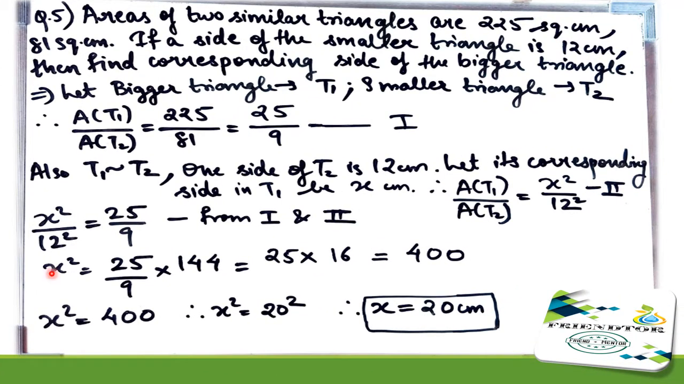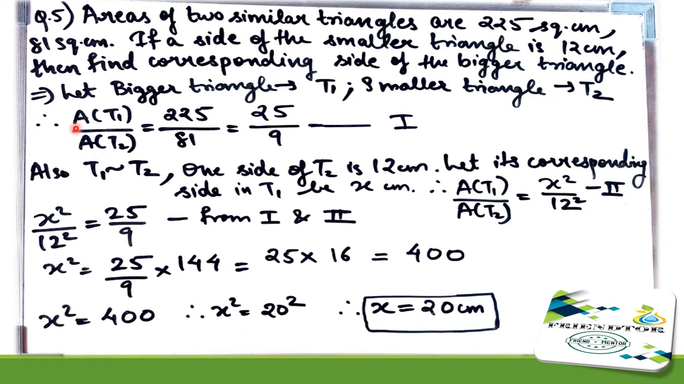Okay, so this is the fifth question. Areas of two similar triangles are 225 square centimeter and 81 square centimeter. That means the bigger triangle has 225 as area and the smaller triangle has 81 as area. Now if a side of the smaller triangle is 12 centimeter, then we have to find its corresponding side in the bigger triangle. Okay, so first I will name the triangles. Let the bigger triangle be T1 and let the smaller triangle be T2. Okay, just for convenience I have named them.